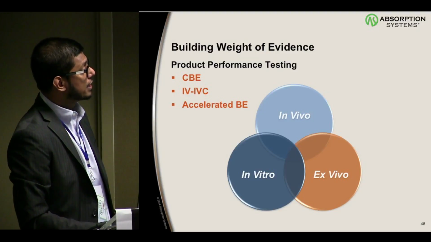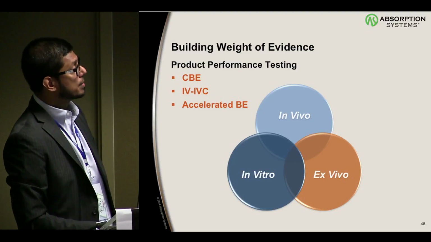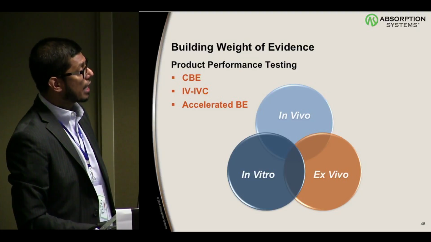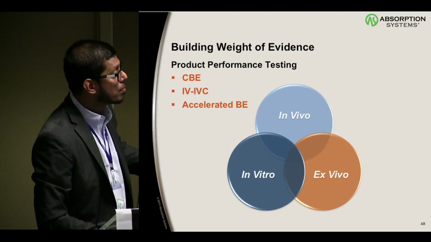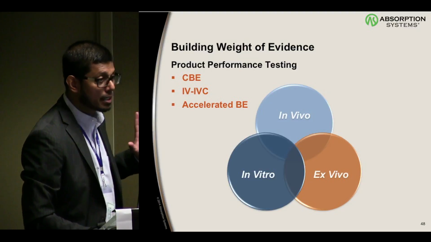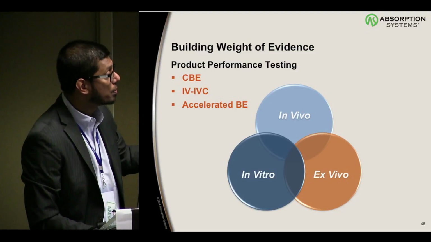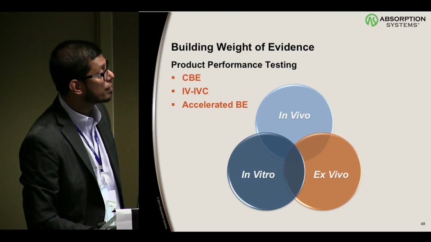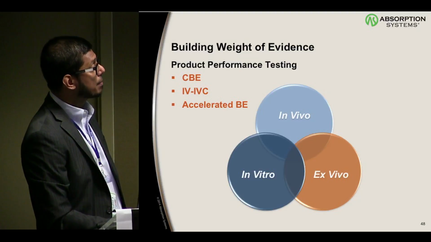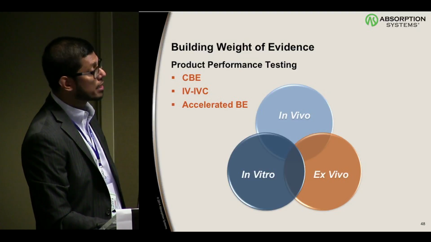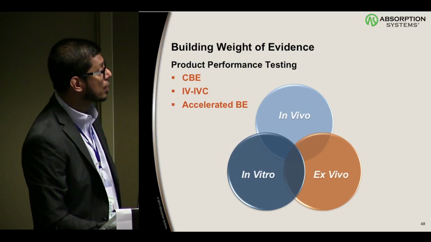And the weight of evidence, essentially, the concept is that each of these has the ability to maybe translate into human outcome. But when you have more than one test that can essentially parallel, mirror each other, then you have much more confidence in the directionality of your overall finding, and that can be used for things such as characterization-based equivalence of complex drug products, for IVIVC, and also for accelerated bioequivalence. And that was my last slide. Thank you very much.